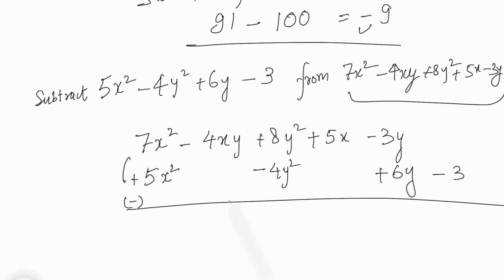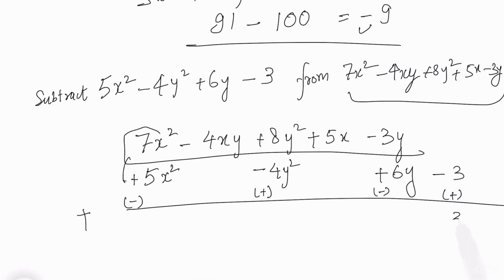Here there is no term, so no need to do. Here 4 is there, minus is there, it will become plus. Plus is there, it will become minus. Minus is there, it will become plus. Now you just add it. You are supposed to add with this same expression, but the sign has been changed now. So this is plus 3. Don't write minus because now its sign is plus.